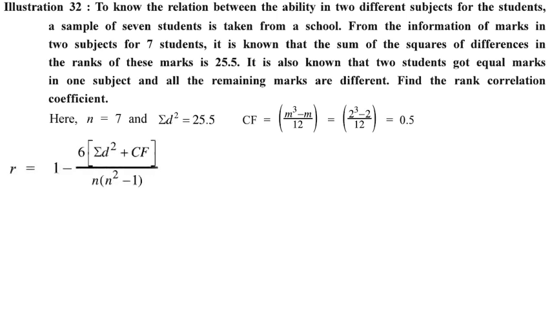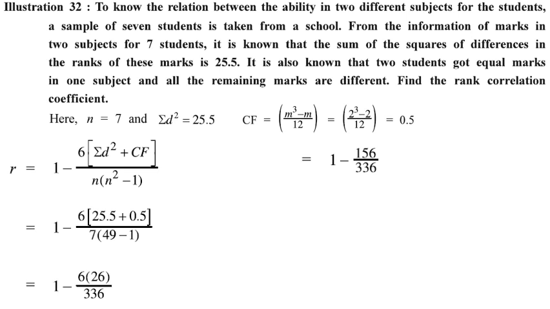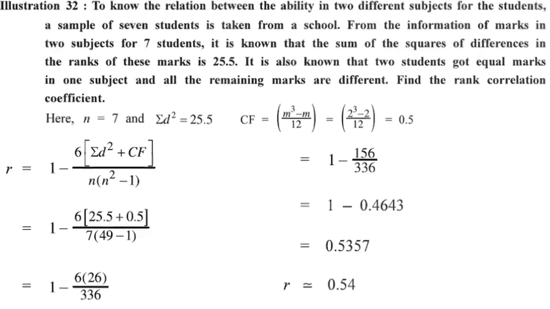We have got n, summation d square and the correction factor. We can start by writing down our formula. In our formula, we will be incorporating the CF value as 6 into bracket summation d square plus CF. Putting the necessary available values into the formula, we get 1 minus 6 into 26 upon 336. Solving it, we get 1 minus 156 upon 336. That would be 1 minus 0.4643. That would be 0.5357. And the round off answer is 0.54. So here our final illustration for chapter 2 ends.